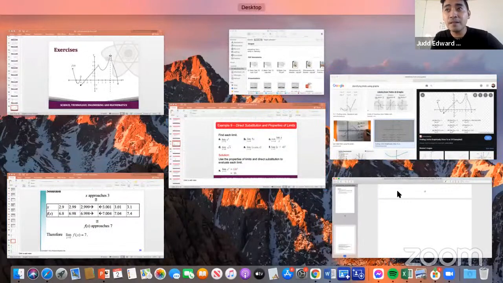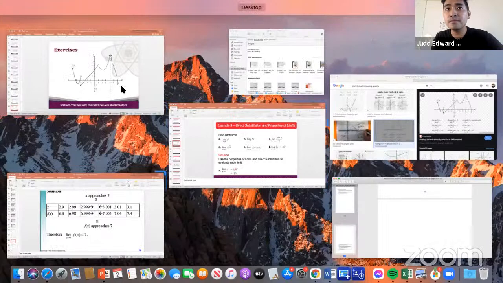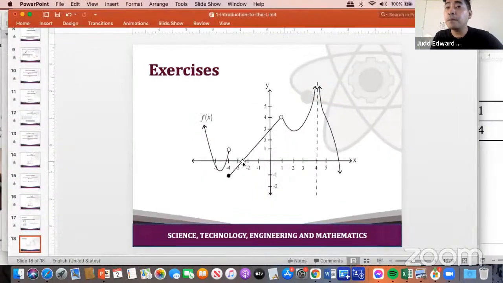Sir, di ba po pag may graph sa taas and may graph din po sa baba, pag may graph sa taas at may graph sa baba at napatunayan mo na hindi equal yung kaliwa at hindi equal yung kanan, therefore, it does not exist. Just like yung example natin kanina, tiningnan mo yung sa negative 4. Iba yung lumabas nung nasa kaliwa ni negative 4, positive 1, at yung nasa kanan ni negative 4 ay negative 1. If they are not the same, therefore, the limit does not exist. Lagi po yun, sir. Yes, lagi yon.